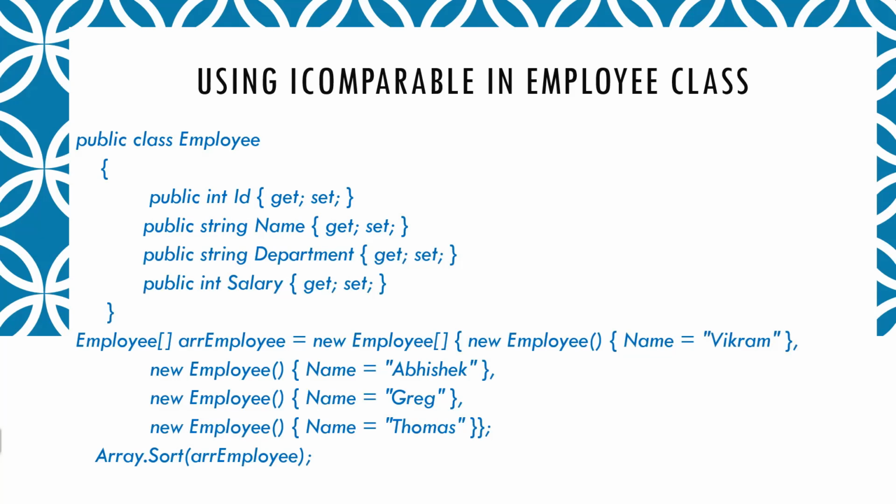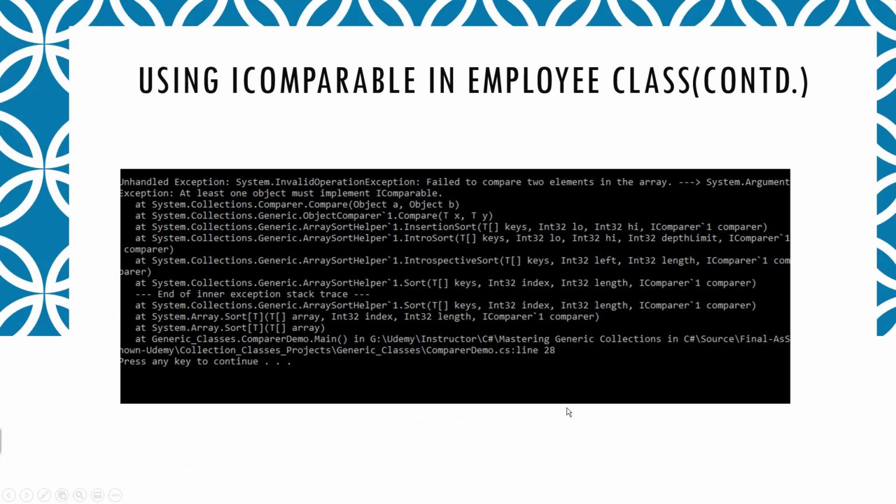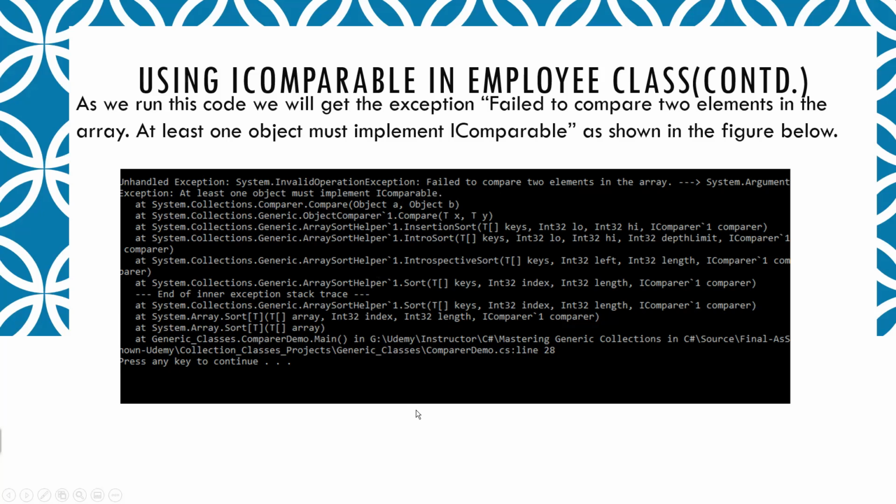Right, so Array.Sort(employee). I am just calling the name property, Abhishek, Greg, and Thomas, and then trying to sort it by calling the Sort method of the Array type and passing the employee array. Now what happens is there is an unhandled exception. It says, failed to compare two elements in the array, at least one element must implement IComparable. So that is the keystone of today's lecture.